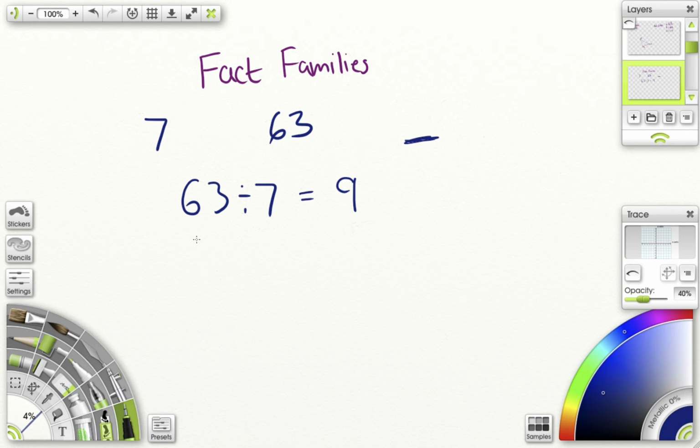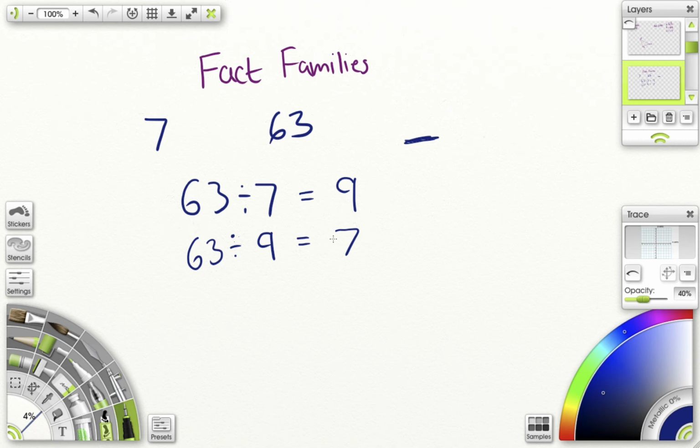What are some other relationships? I could use 63. Let's try dividing it by 9, because we got 9 in the last answer. So 63 divided by 9 equals 7. You are allowed to use a calculator for this. So we have 2 division problems. In the example I gave you early on, we had 2 multiplication problems.